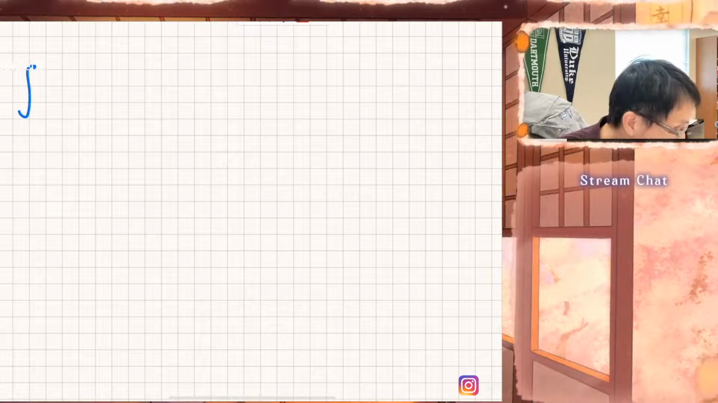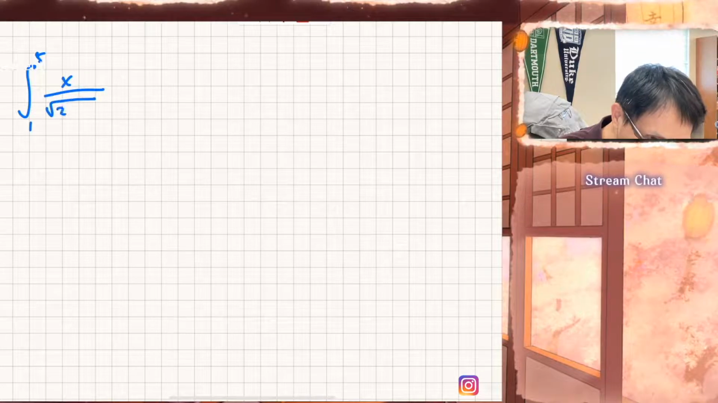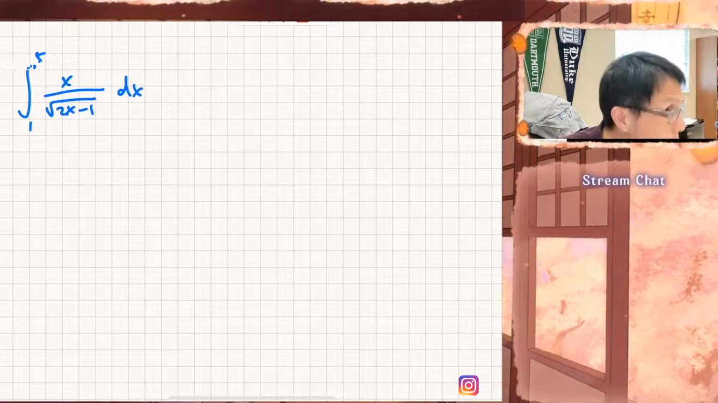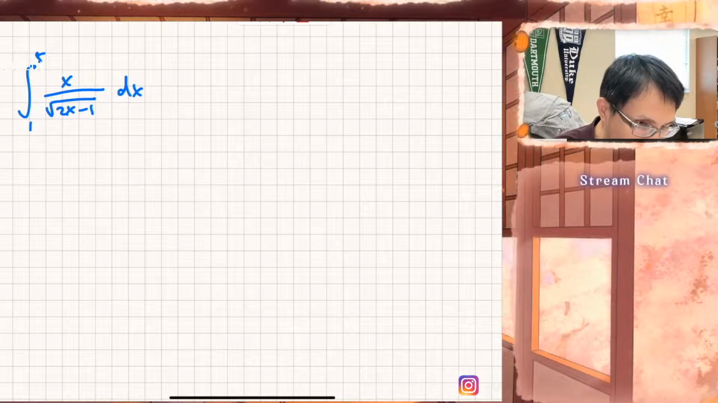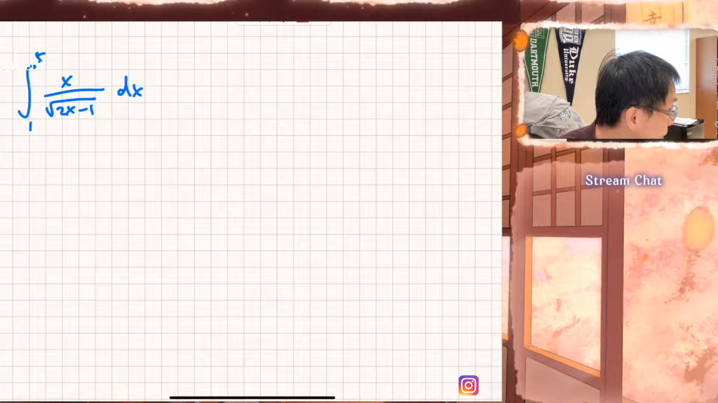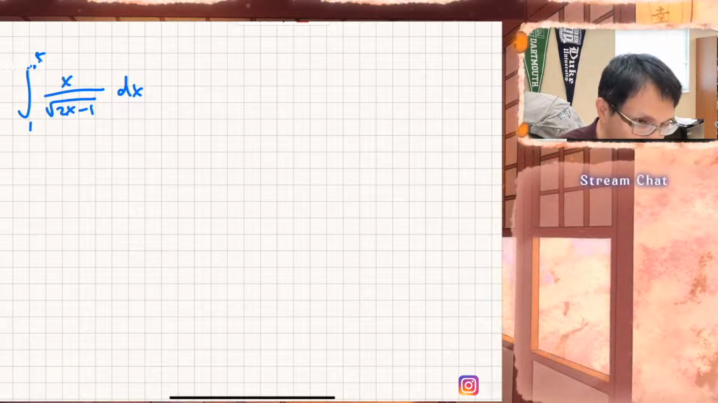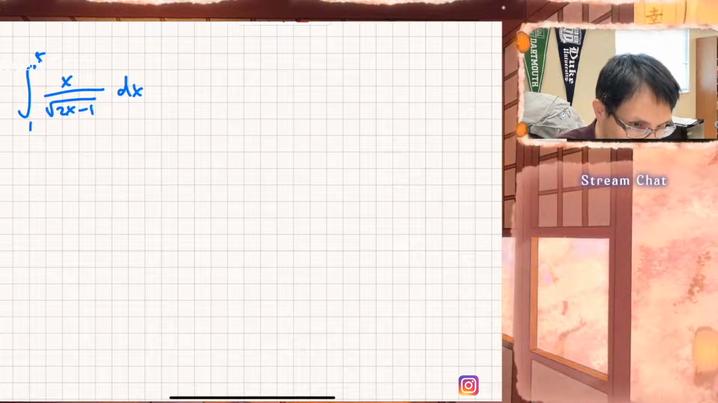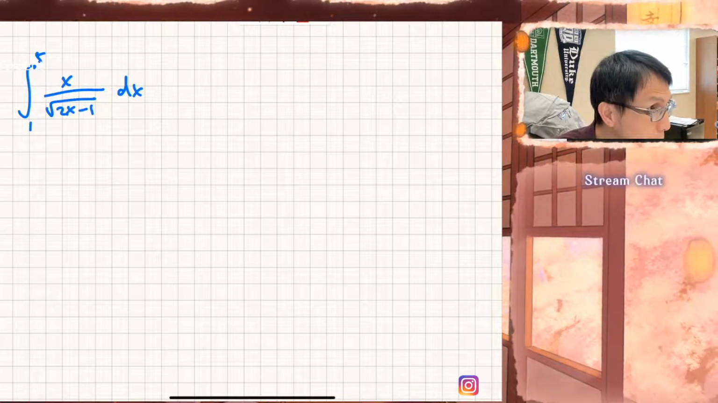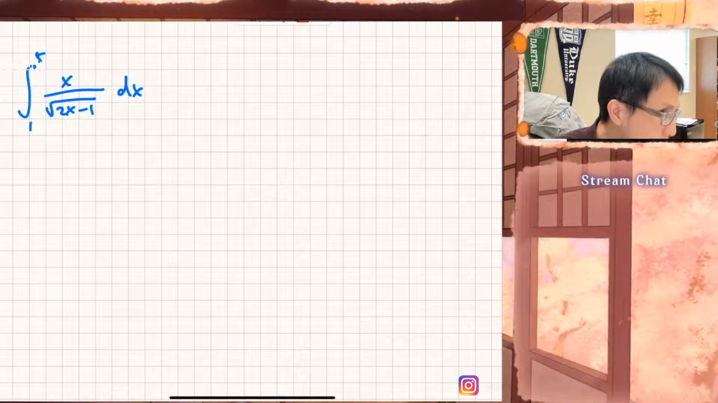One of the questions yesterday, I don't know if we went over this one: the integral from 5 to 1 of x over square root of 2x minus 1 dx. Do we go over this one? We did it. 16 over 3. Okay, yeah, 16 over 3. I got it right the first try. Right, okay, I multiplied wrong.